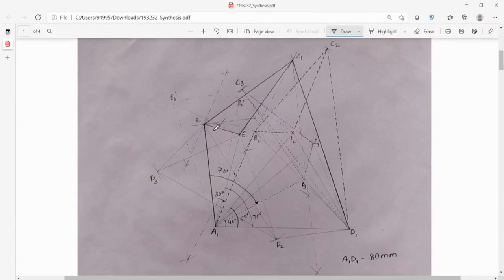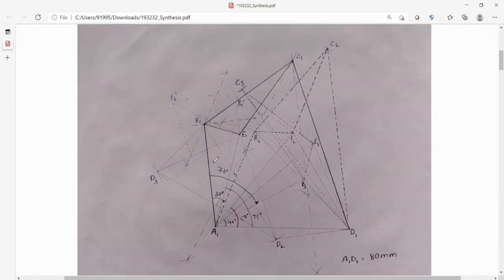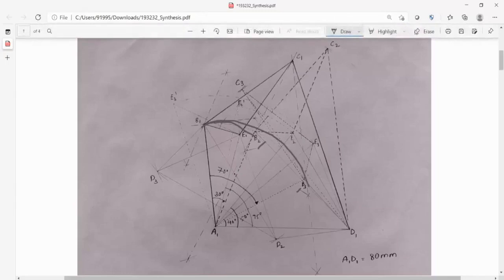Now we will draw the input links in three positions: A1B1, A1B2 and A1B3. For this we will join A1, B1, and for the other two positions we will rotate A1B1 by an angle of 30 degree and 70 degree. So we got the 2 points as B2 and B3.